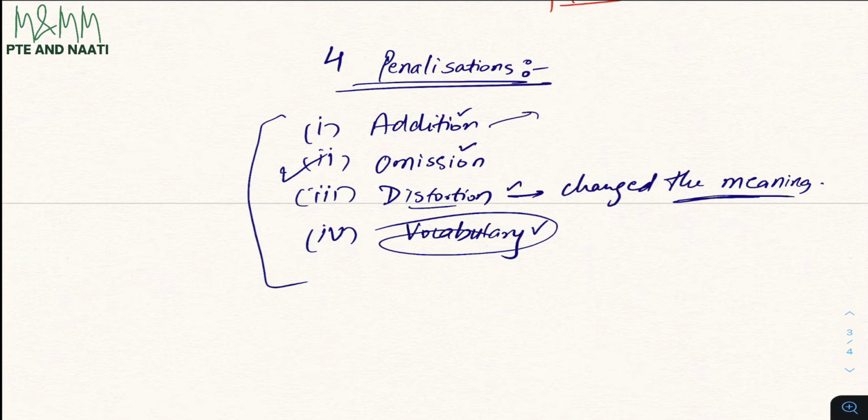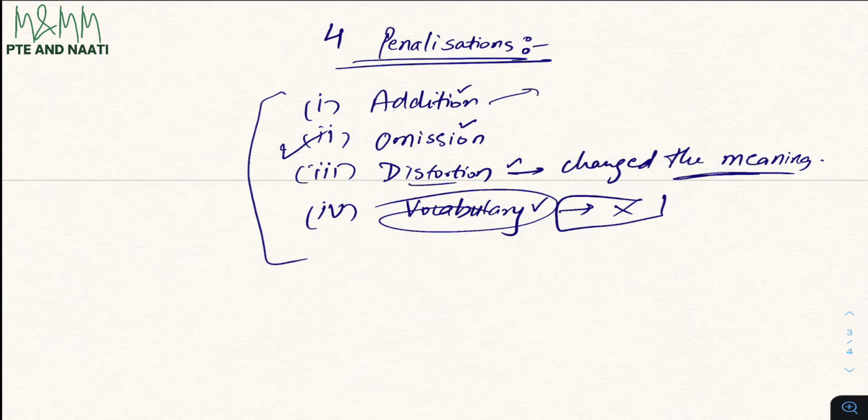And last but not the least is vocabulary. That means you did not change the word at all. For example, if I said welcome to my office and you said mere office vich tohada swagat hai. Now you did give the information correctly. You didn't add, omit or distort anything, but you did not change every single word. So with that, they will deduct marks for your vocabulary part.